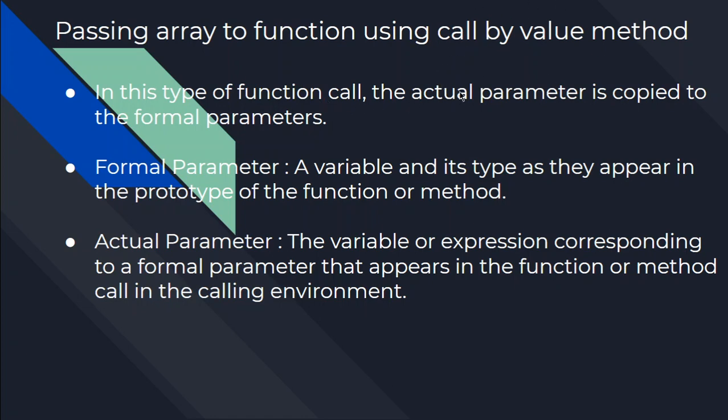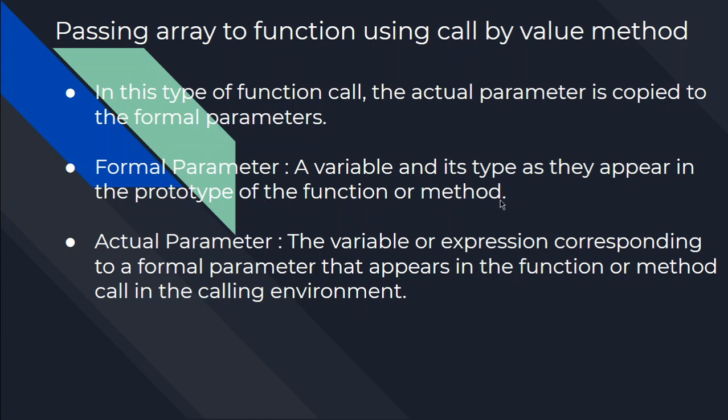In this type of function call, call by value, the actual parameter is copied to the formal parameters. When you call, the function call will have some parameters and the function definition will have some parameters. They have to be copied from one to another when the function call is made. Let us see what a formal parameter is: the variable and its type as they appear in the prototype of the function or the method.